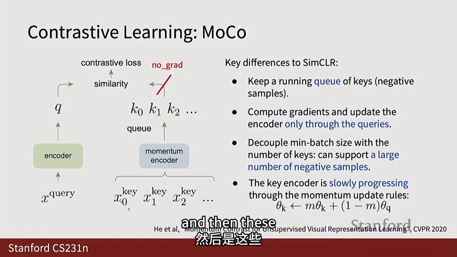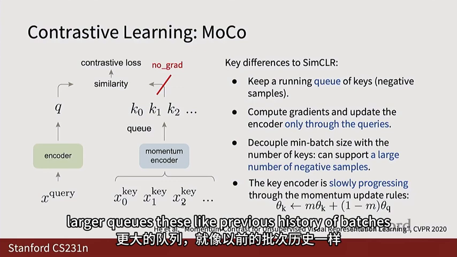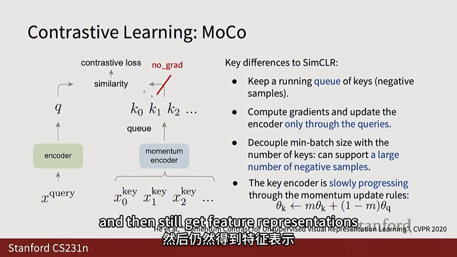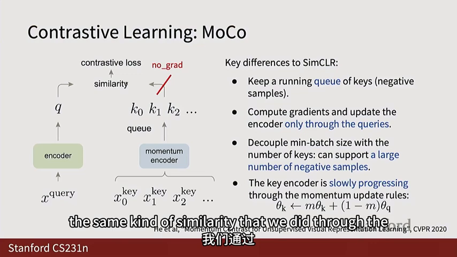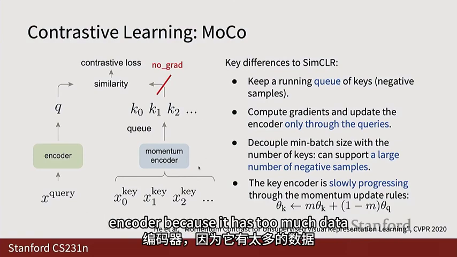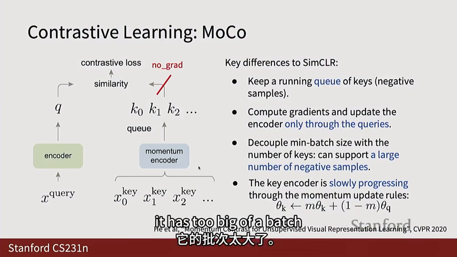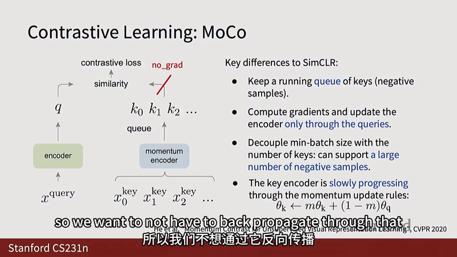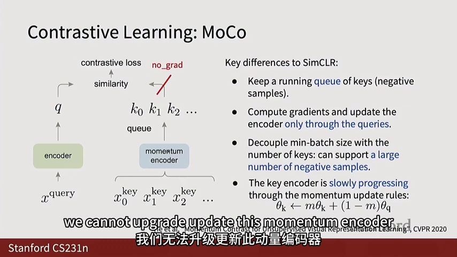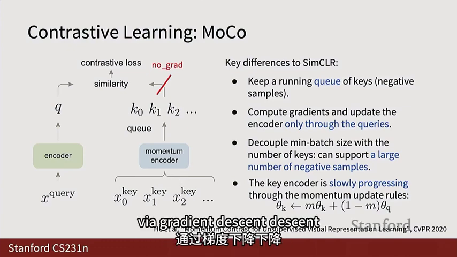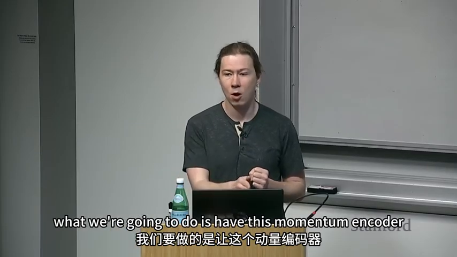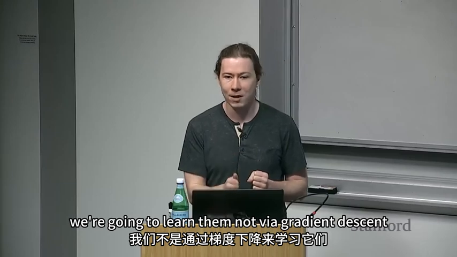And then this larger queue, this previous history of batches, we're going to run through something different, the momentum encoder, and still get feature representations and compute the same kind of similarity that we did in SimCLR. But the problem is that we don't want to backpropagate into the momentum encoder because it has too much data. It has too big of a batch. We can't afford to fit that in GPU memory. So we want to not have to backpropagate through that part. That means we cannot update this second encoder via gradient descent. Instead, we're going to do something kind of wacky. We're going to have this momentum encoder have its own set of weights, and we're going to learn them not via gradient descent.